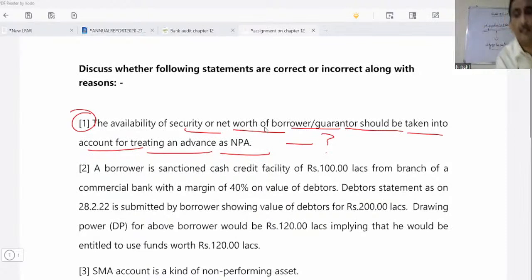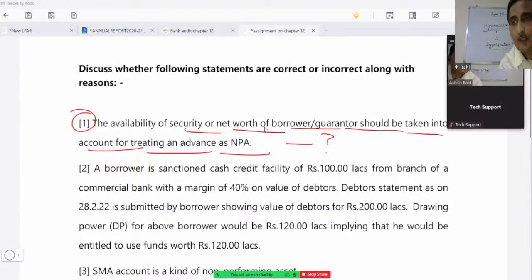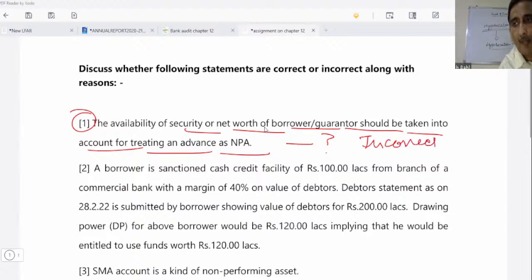Now the answer to this is incorrect. Only 3-4 mails I've got. Answer to this is incorrect. Because availability of security is not a criteria for treating an account as an NPA, whereas it is only realizability of dues. Recovery is the criteria, whether installments are overdue or not. Record of recovery is the criteria and not the availability of security.